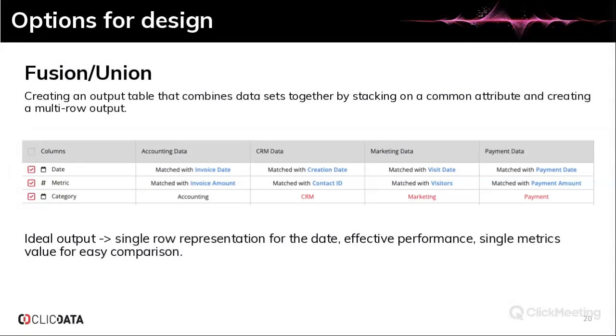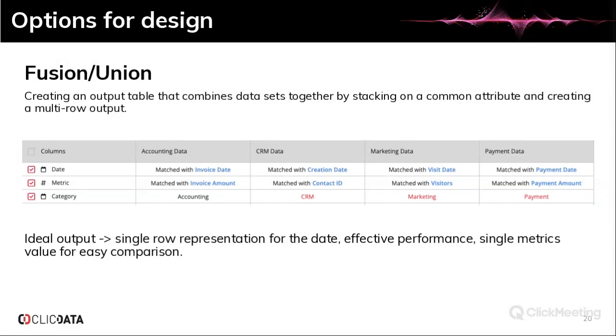You could say that the invoice date in my accounting should go to a column called date. The CRM date or the creation date from my CRM should also go to a column called date, and so on and so forth. I can map all my date columns and represent them in one single column. I can map all my metrics, my invoice amount, number of contacts, number of visitors, back into one column. And I can create a category that allows me to easily identify each set of this data.